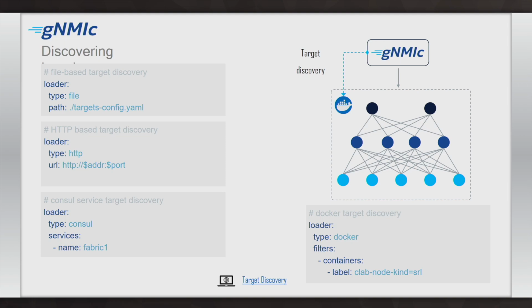The fourth way of discovering targets is based on Docker. This is usually not useful in production, but it's useful when you're doing labs. Your routers are either running as Docker containers or as VMs. You'll be able to discover them this way, and you can filter them with whatever labels were placed on that container when it was created. So the filters there are basically just like running docker ps -f and then filtering with whatever labels are there.